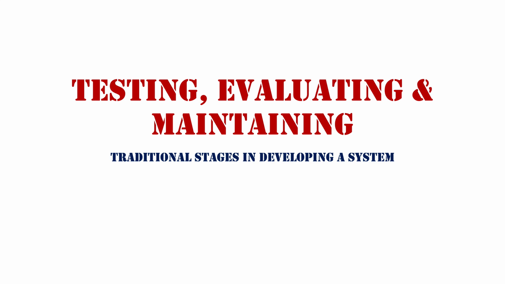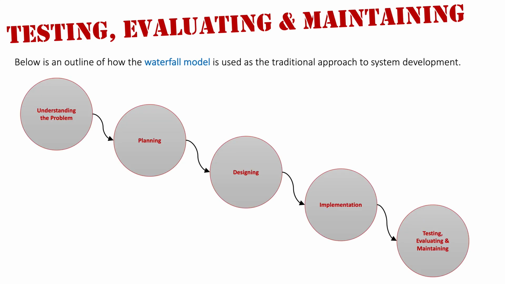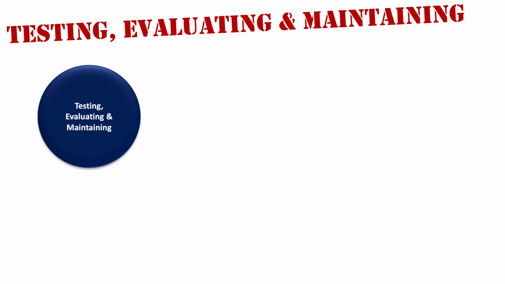Traditional stages in developing a system: testing, evaluating, and maintaining. So here we are now at the last stage in the traditional approach to system development, and that is the stage of testing, evaluating, and maintaining. So let's now take a look at what this stage involves.